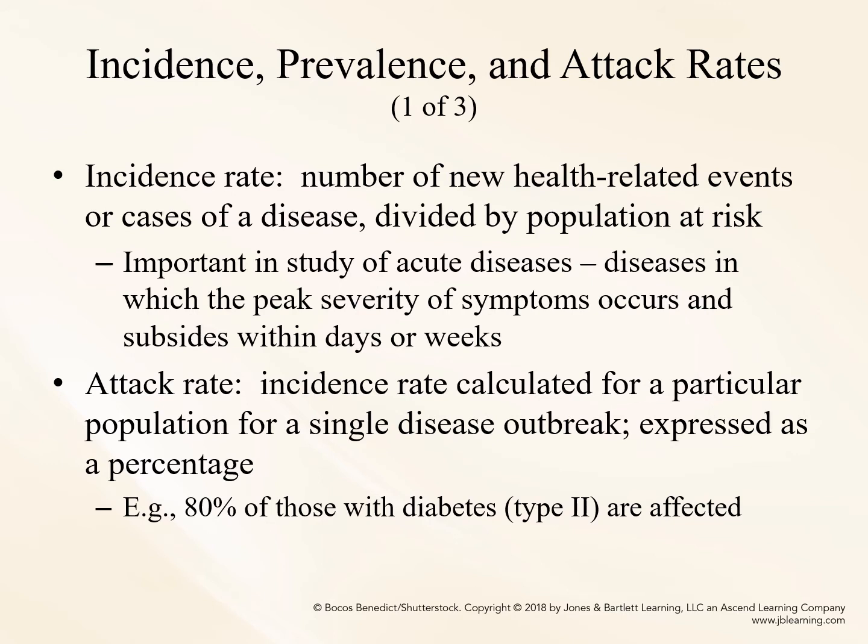Differences in attack rates for different subpopulations might indicate to the epidemiologist the source or cause of the illness. So again, if we found that only the people that drank the water were affected, we could start to assume that the water was the source of the issue.